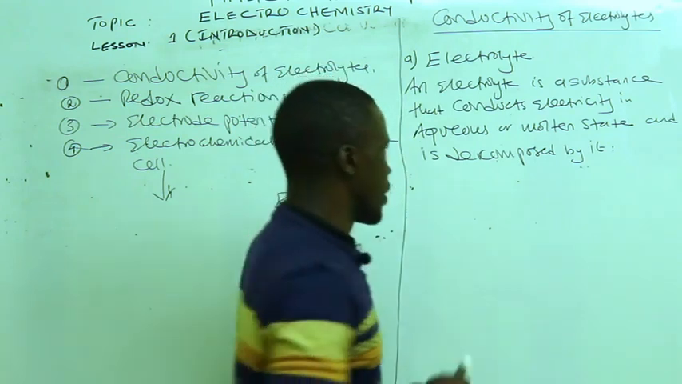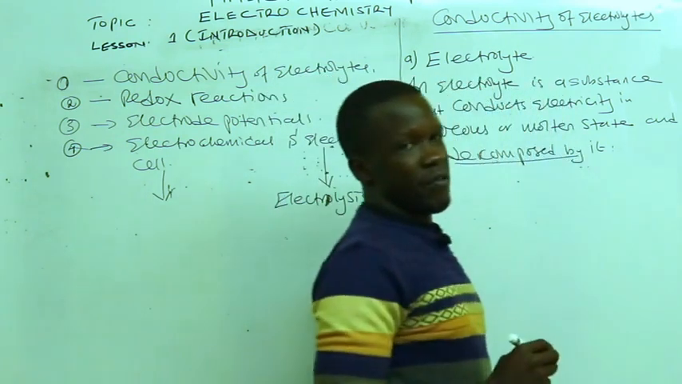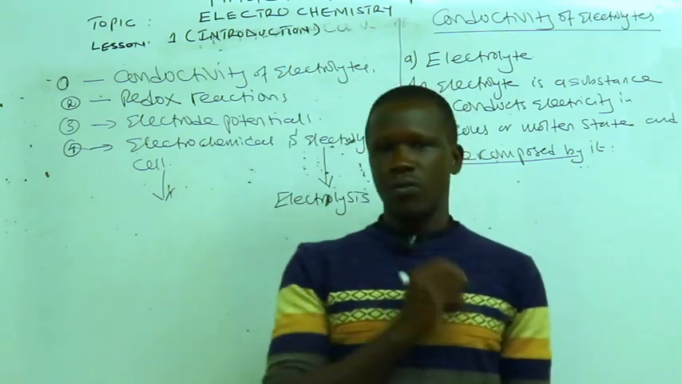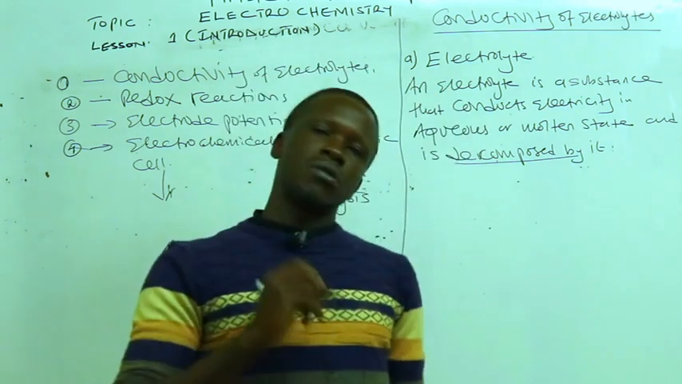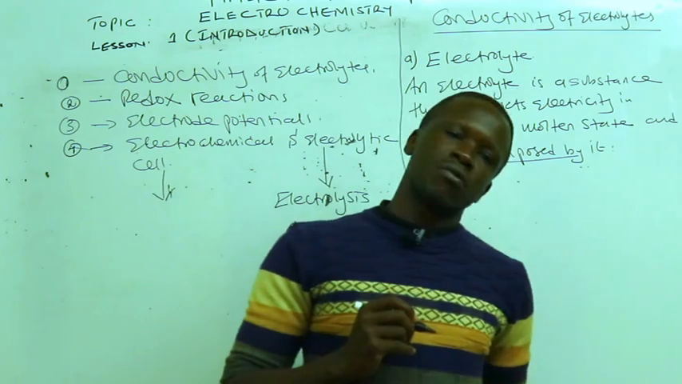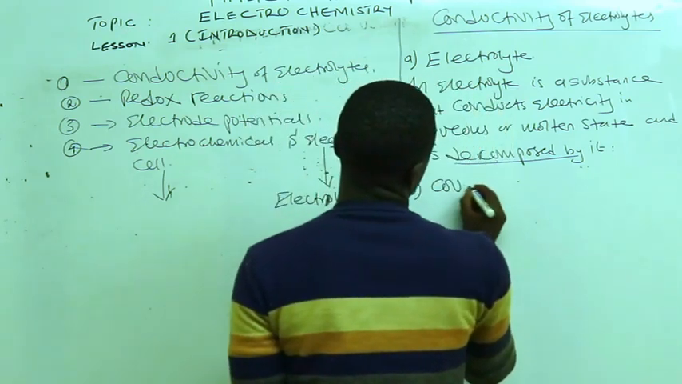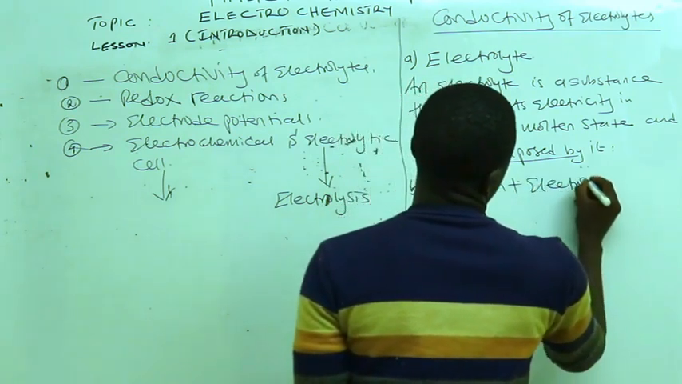So we shall be knowing how they are decomposed by it. The other term for decomposing is breakdown. So we shall be looking at what we call an electrolyte. Then we shall also be looking at the types of electrolytes, and we shall see things like covalent electrolytes.